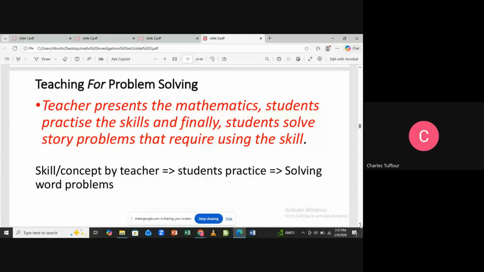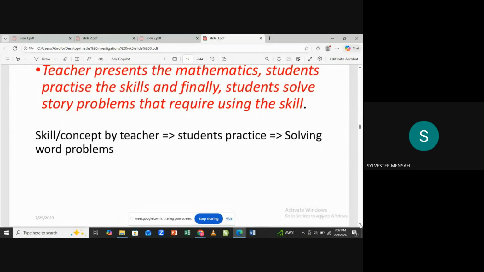That is why I have used the red color for you. When we are talking about teaching for problem solving, what does the teacher do? The teacher presents the mathematics, students practice the skills, and finally, students solve the problem that requires using the skill. That is teaching for problem solving. The skill or concept is given by the teacher to the student to practice. Then finally, the student solves the word problem.